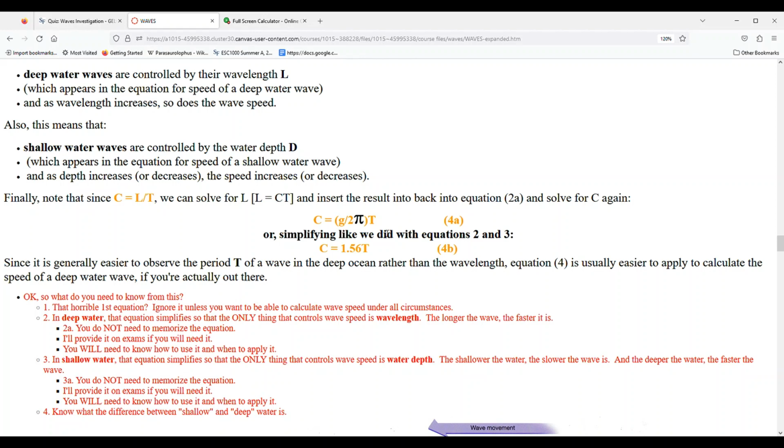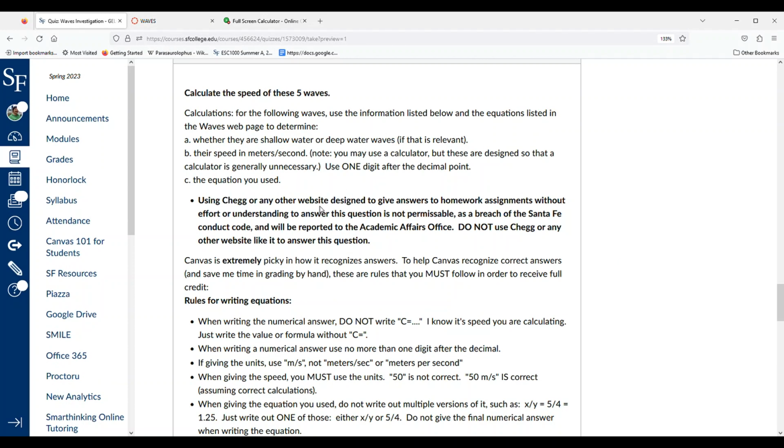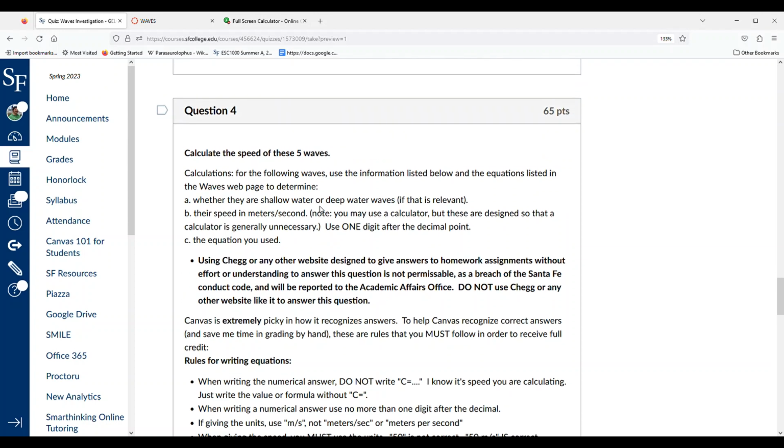And then all you need to do is take gravity divided by 2 pi, and when we do that, we get 1.56. 1.56 times the period of the wave gives you the speed. Remember, this is only for a deep water wave. Okay, now that we know that, we can go and look at question 4 for the waves investigation.